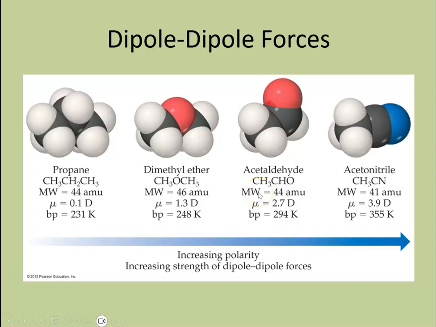And so the only difference in their physical properties is going to be down to the strength of their intermolecular forces. And you can see that as the dipole gets stronger, going from 0 to 1.3 to 2.7 to 3.9, the boiling point goes up: 231, 248, 294, 355. Increasing polarity, increasing strength of dipole-dipole forces. Rest assured, I will never ask you to attempt to calculate or interpret a mu value. I'm just using these here to illustrate the increasing polarity of these molecules.